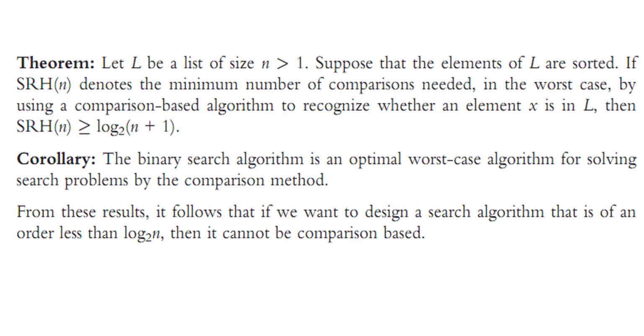Before we answer this question, first we obtain the lower bound on the number of comparisons for the comparison-based search algorithms. The theorem says, let L be a list of size n greater than 1. Suppose that the elements of L are sorted. If SRH of n denotes the minimum number of comparisons needed, in the worst case, by using a comparison-based algorithm to recognize whether an element X is in L, then SRH of n is greater than log₂ of n plus 1. The binary search algorithm is an optimal worst-case algorithm for solving search problems by the comparison method.